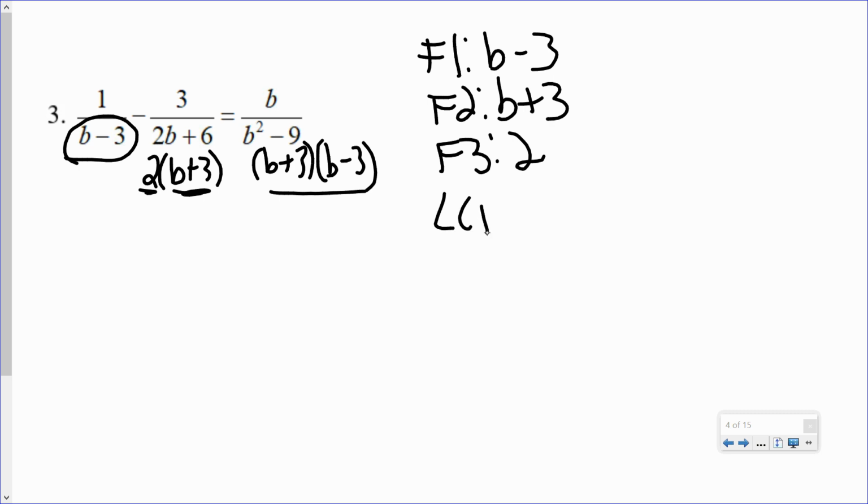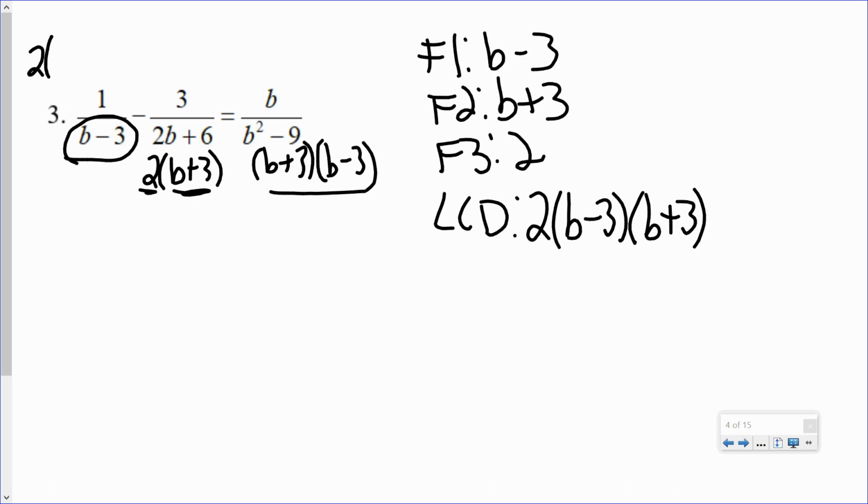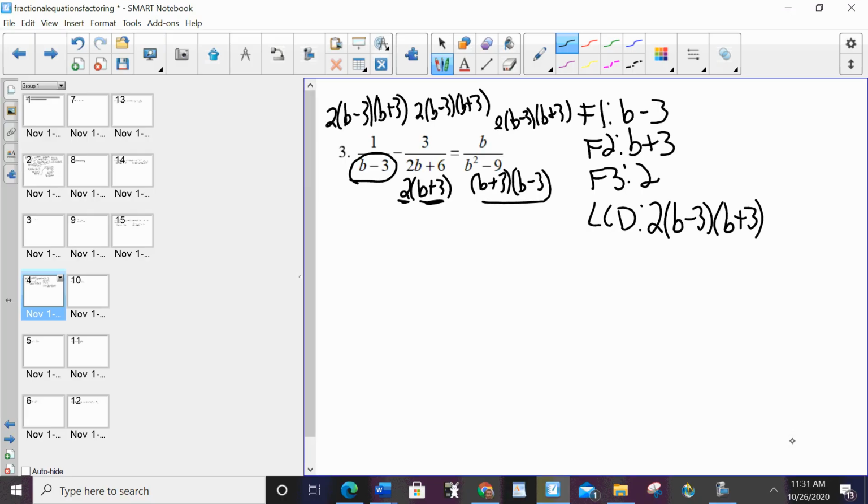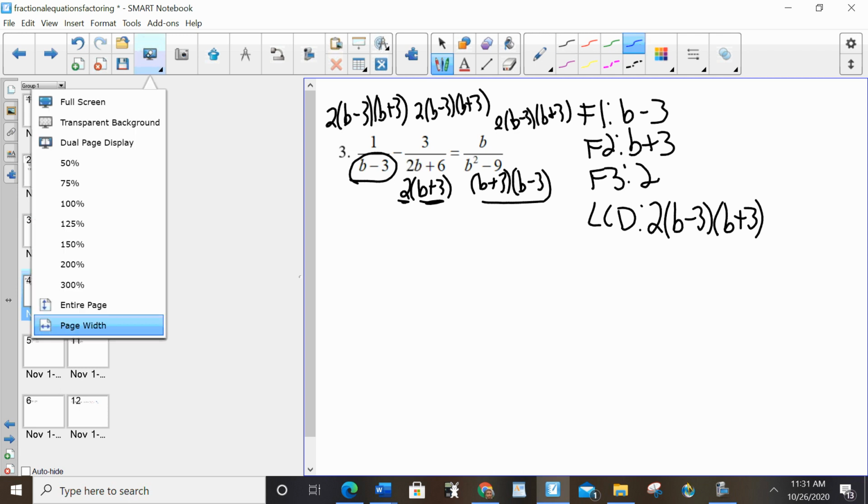So my LCD, I take all my factors, I put them together. If I have a binomial, I put it in parentheses. So it's going to be 2, B minus 3, B plus 3. So I'm going to multiply everything by 2, B minus 3, B plus 3. And the reason I do that is to get my denominators to cancel. So in my first fraction, let's go blue. That'll look nice with the black.